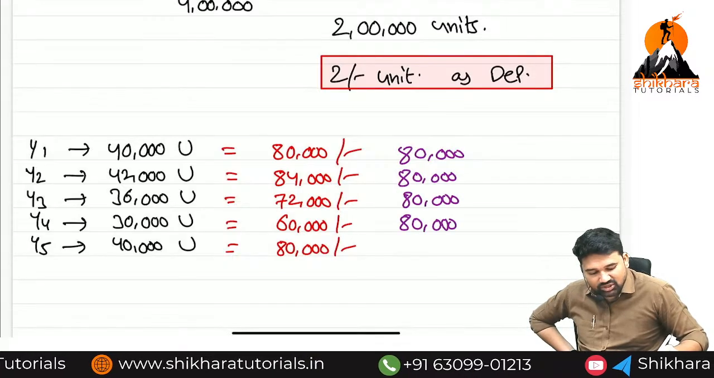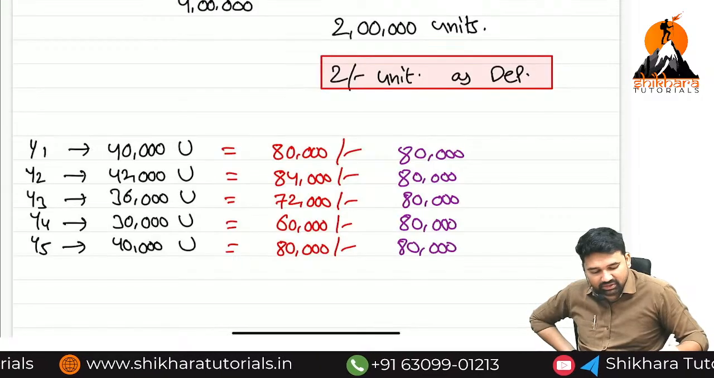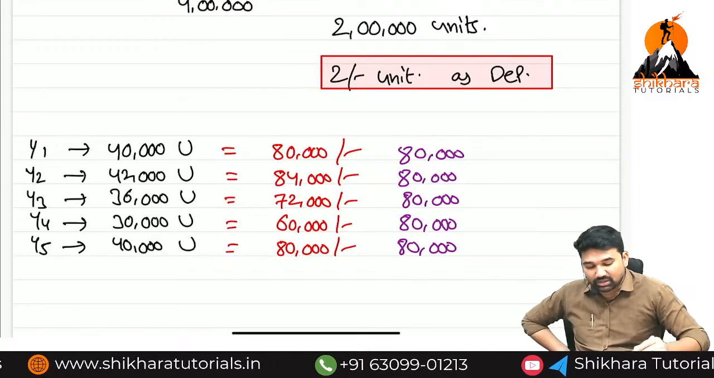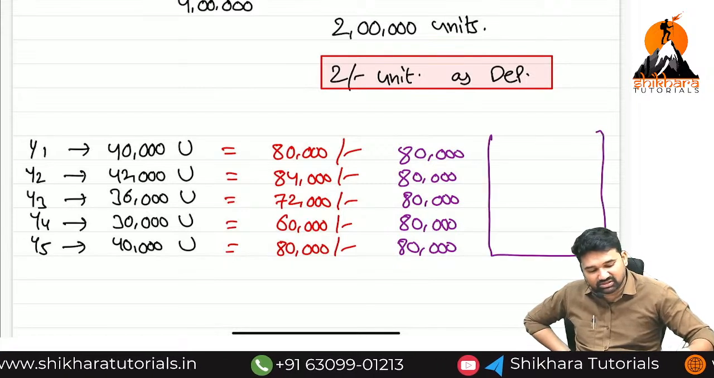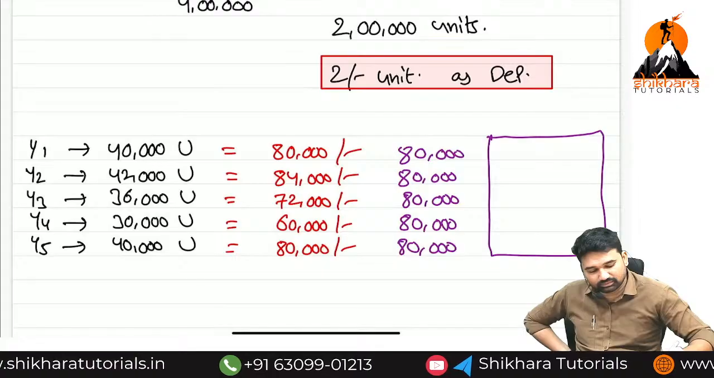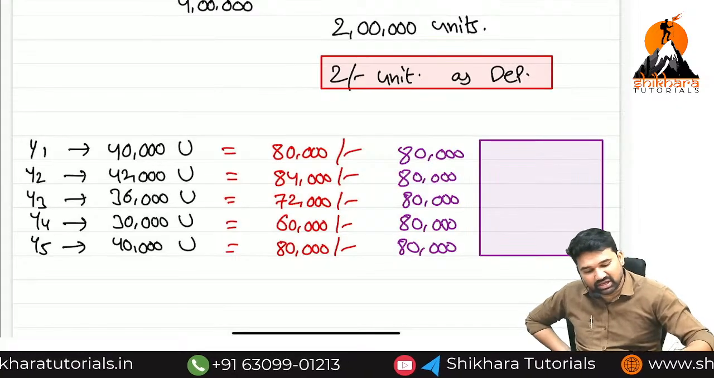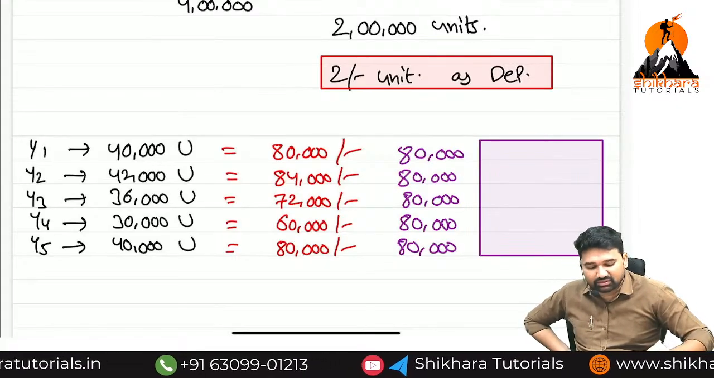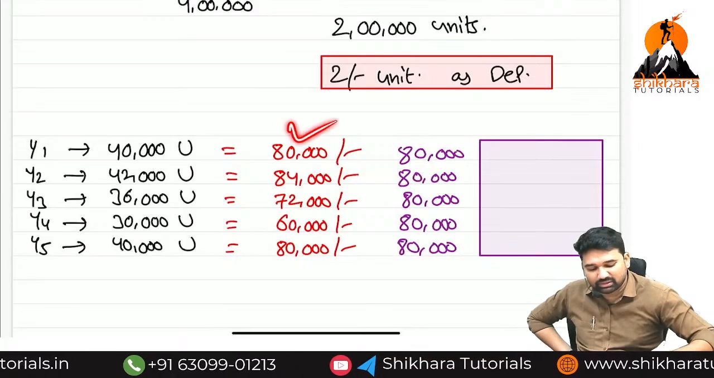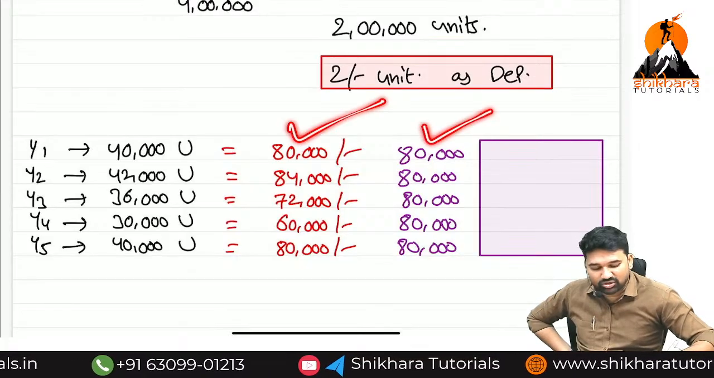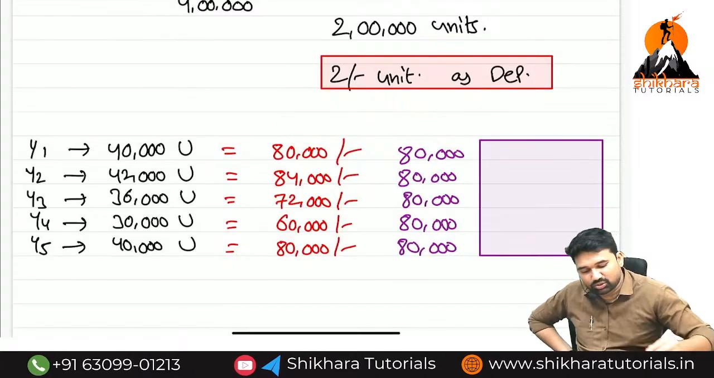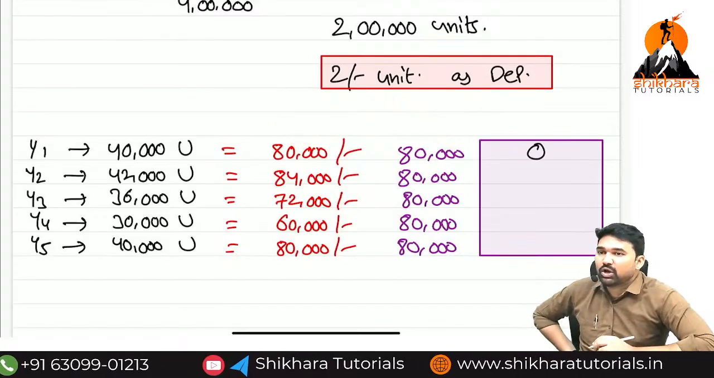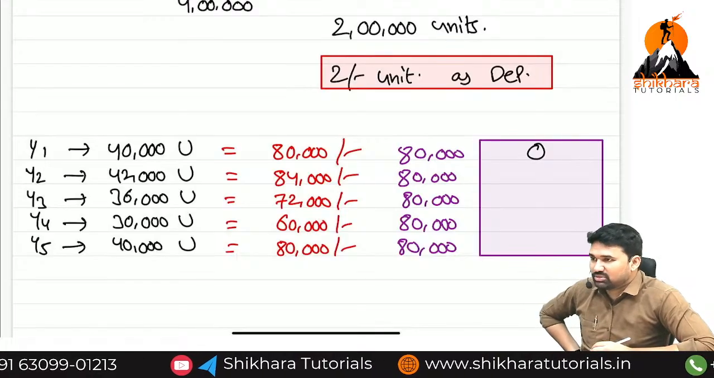This is the actual amount of money you should recover in the name of depreciation. So let's find out the differences each year. Listen carefully. In first year, how much you need to recover? 80,000, and you have recovered 80,000. So what is the difference? 0. No under absorption, no over absorption.